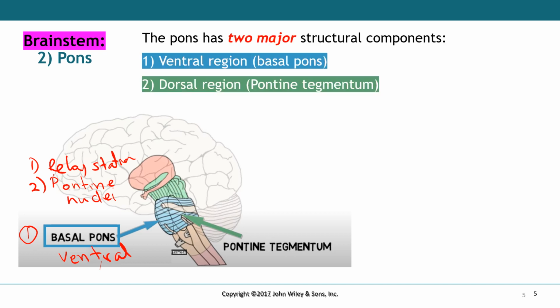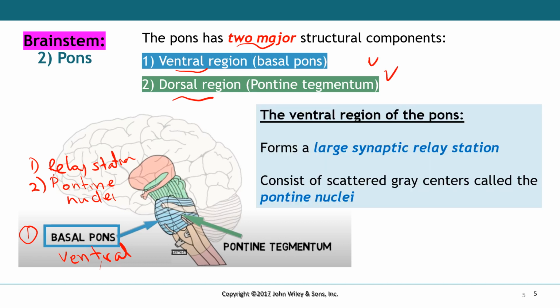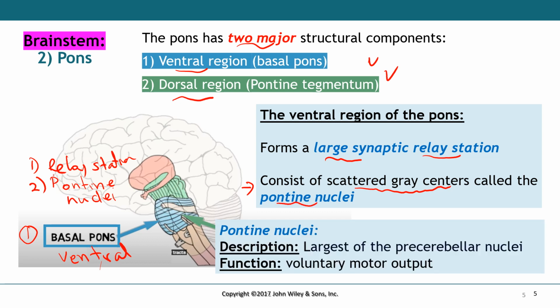So we're talking about the structural components of the pons, and there are two major regions. One is the ventral region and the other is the dorsal region. I will be happy if you remember that the ventral region of the pons has a large synaptic relay station and consists of gray centers called the pontine nuclei. This pontine nuclei is the largest precerebellar nuclei and is involved in the voluntary motor output.